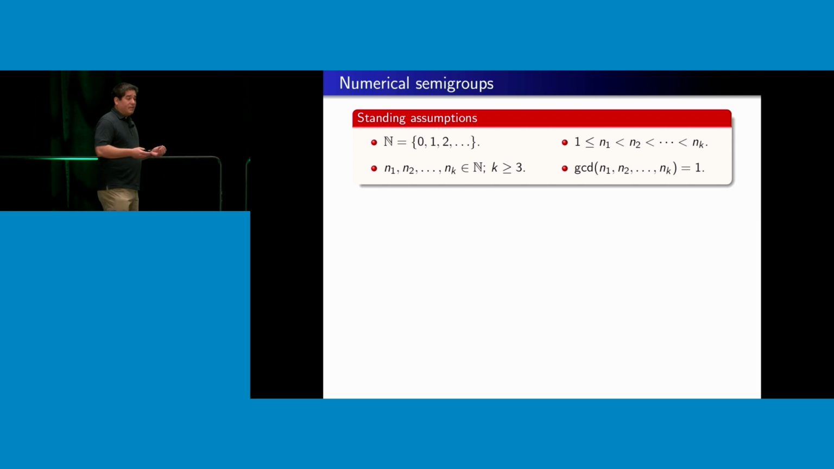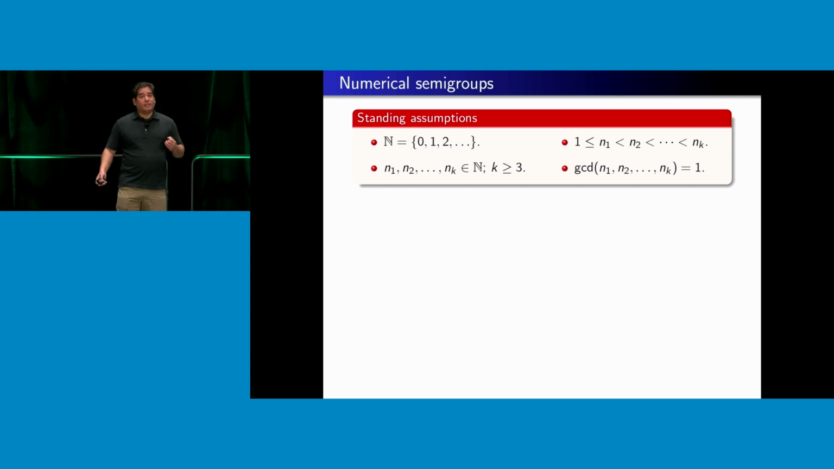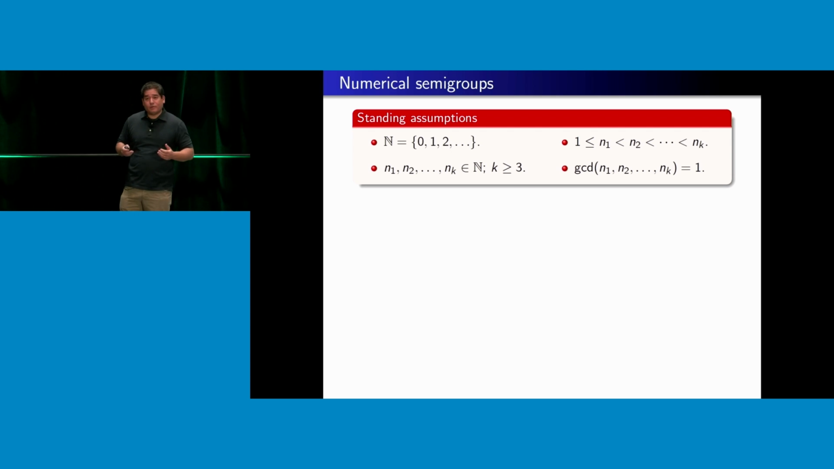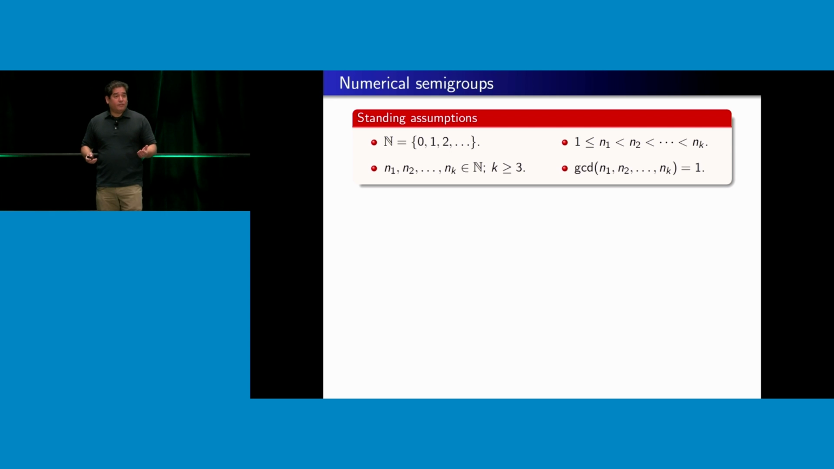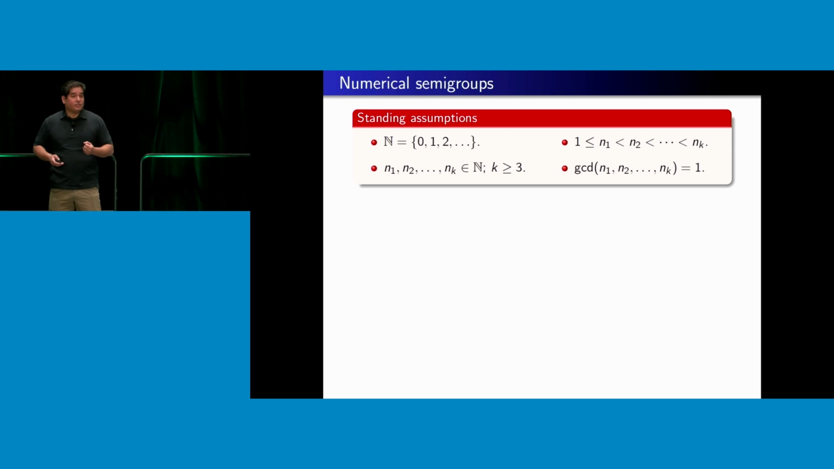A numerical semigroup, I'll define it on the next click, but this will offend half the audience and delight some. If you're a set theorist, you're totally excited that the natural numbers include 0 for this talk. If you're a number theorist, you're horribly offended, but it's just going to make things a little more convenient for the natural numbers to contain 0.